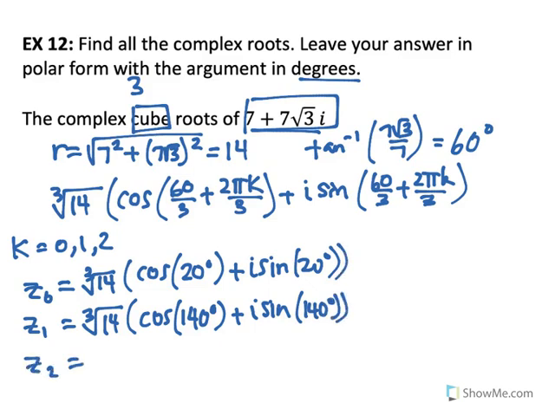Okay, to find our third value for z, same idea. We'll go ahead and substitute 2 in for k. Instead of writing 2 pi there, I'm going to use 360 because it does want it in degrees. So I will have 20 plus 360 times 2 divided by 3 gives me 240. 240 plus 20 gives me 260.